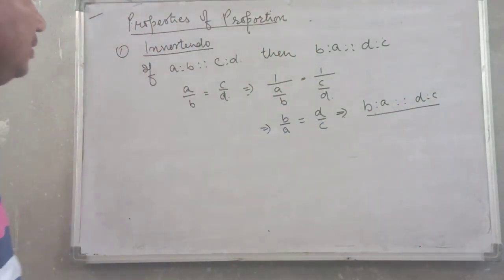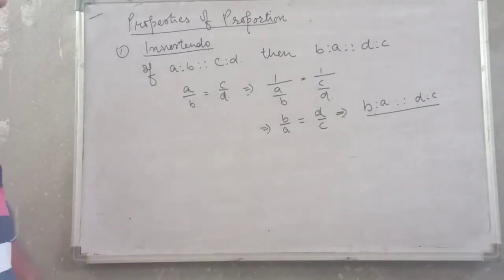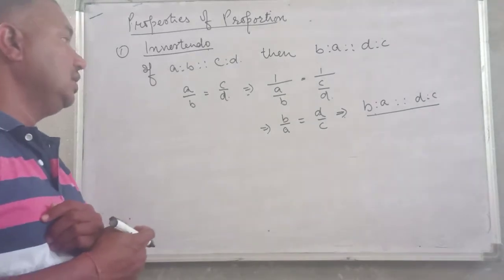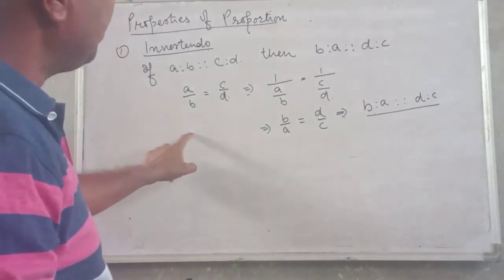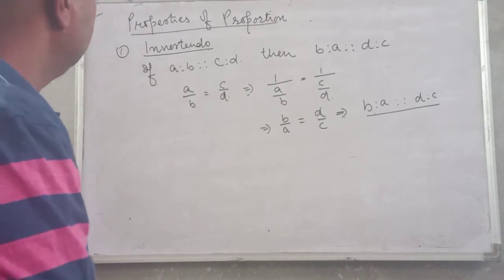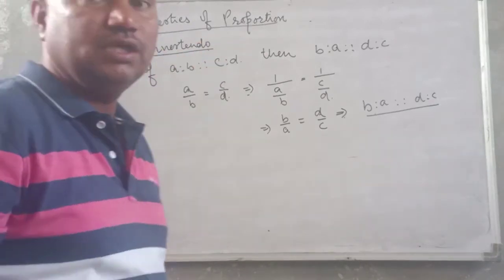So if four quantities are proportional, then they are also proportional if they are taken inversely.